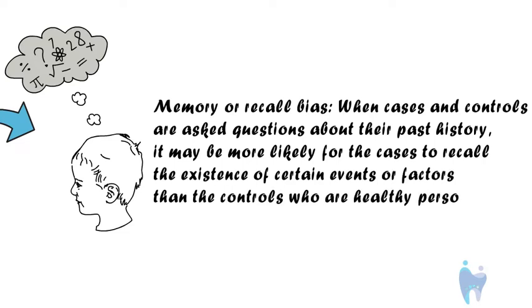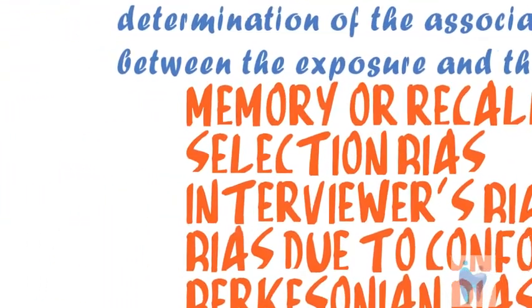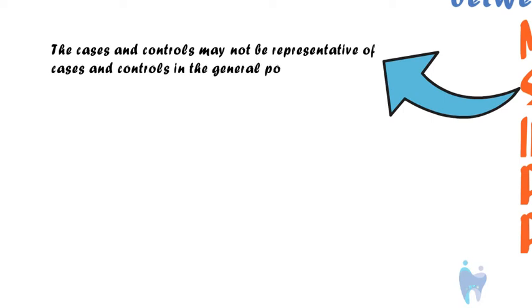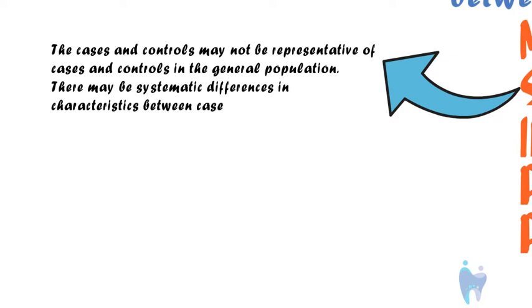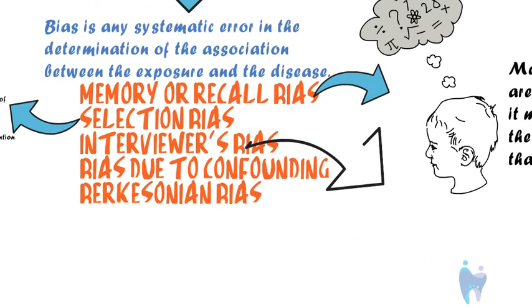So the same habit or any complaint may trigger you to think in such a way that you come to a wrong conclusion. Selection bias: the cases and controls may not be representative of cases and controls in the general population. There may be systematic differences in characteristics between cases and controls. The selection bias can be best controlled by prevention.